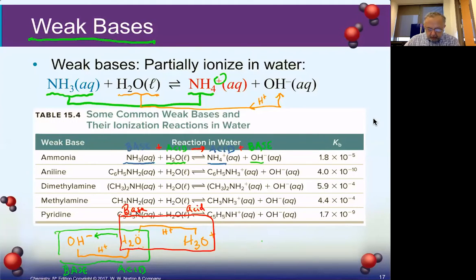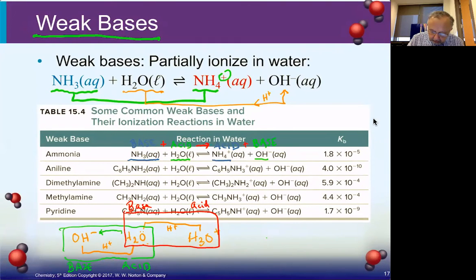And the blue ones are conjugates of one another. The green ones are conjugates of one another. Again, conjugates means that they only differ by an H plus. Okay, so this is an acid-base reaction going forward, and going backwards is also an acid-base reaction.